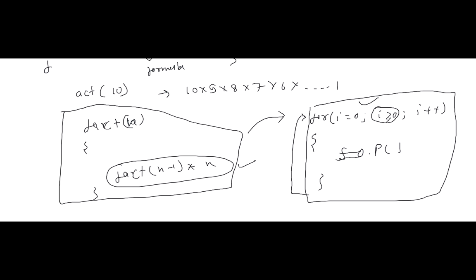Similarly, can anyone tell what is missing here? How will it go into an infinite loop? There is no exit condition here. Yeah. So why will we go into an infinite loop?